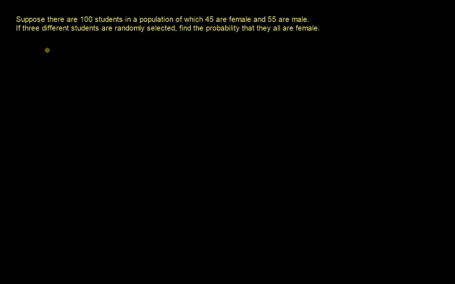In this example, suppose there are 100 students in a population of which 45 are female and 55 are male. If 3 students are randomly selected, find the probability that they are all female. So basically what we're trying to do is find the probability of the first student being female. I'll use a subscript 1 to note that the first person is going to be a female, and the second person is going to be a female, and the third person is going to be a female.